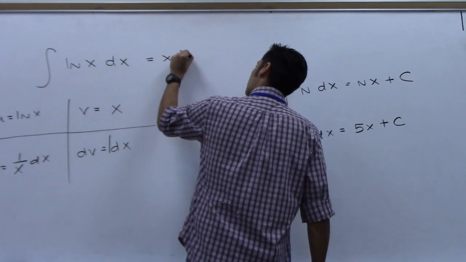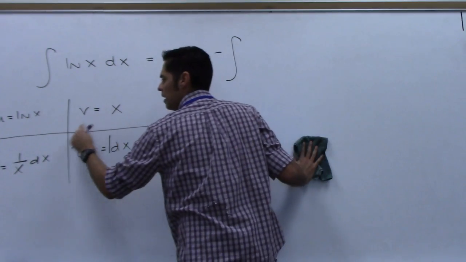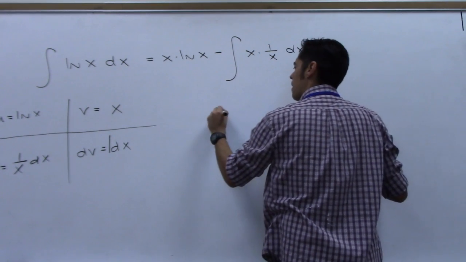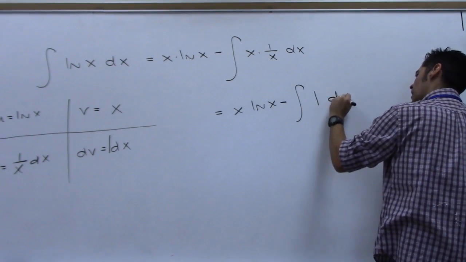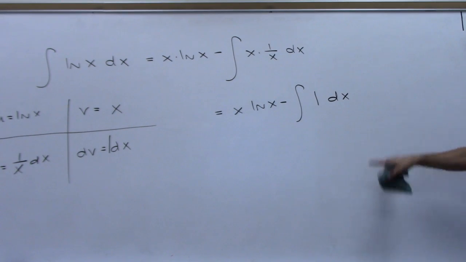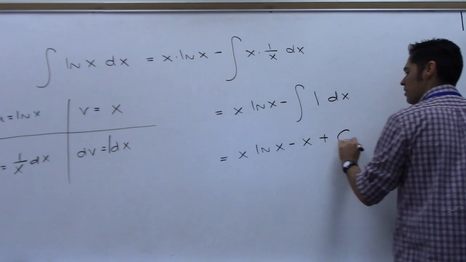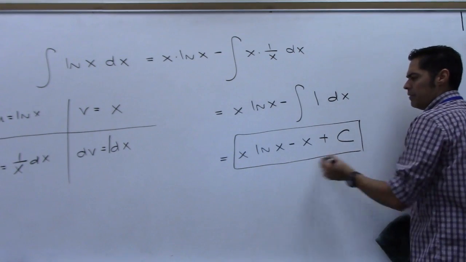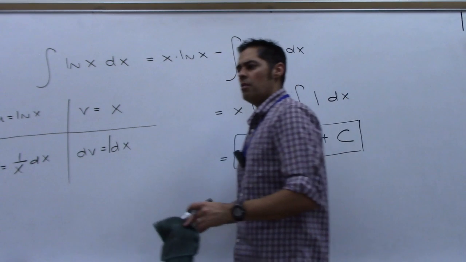I'll put the x in front of the natural log, minus integral. And then when you do v du, it's x times 1 over x dx. But x times 1 over x is just 1 dx. And the antiderivative of 1 is x. So x natural log x minus x, then plus a constant. That's it right there. You can check it. If you do a product rule on those, things will start to go away, and you'll get natural log x.